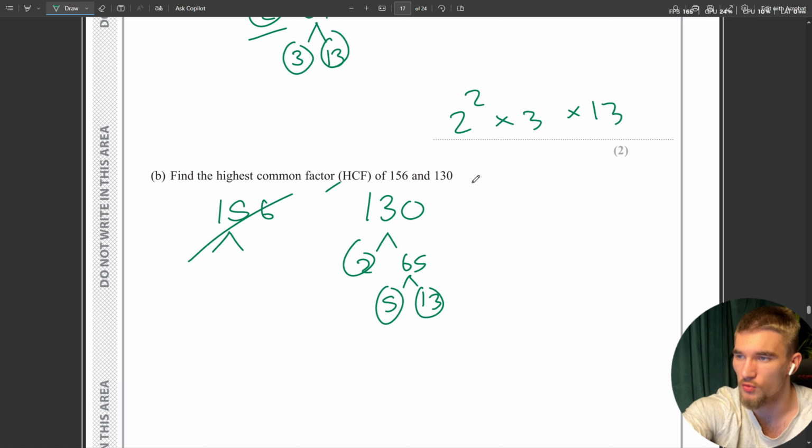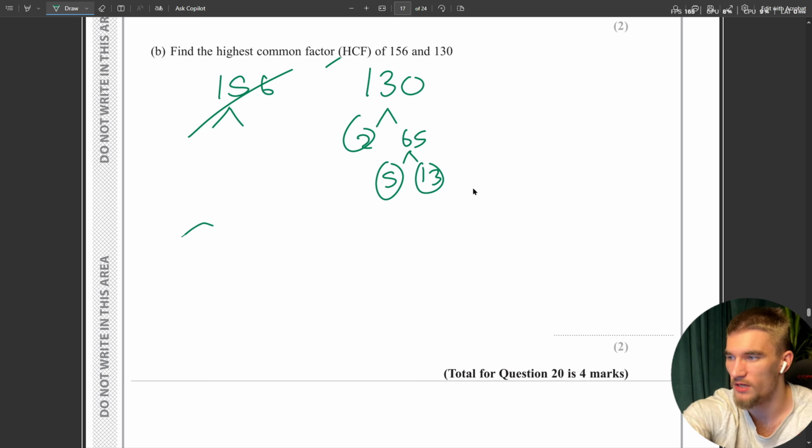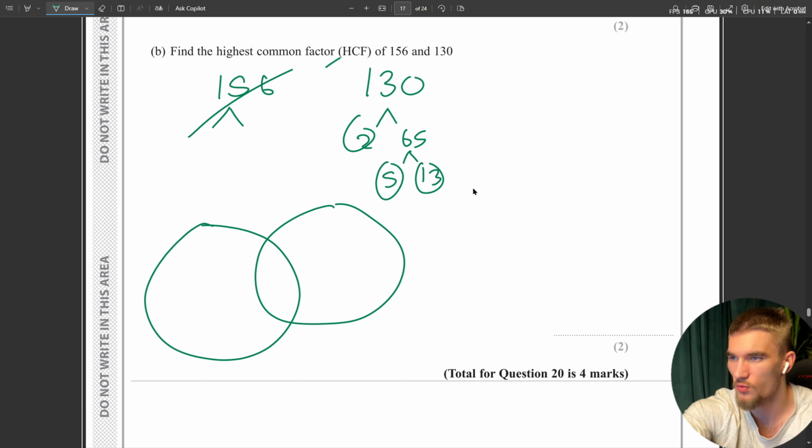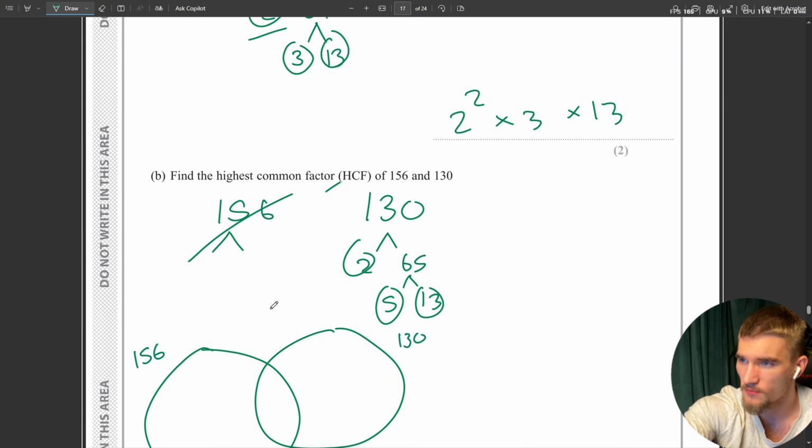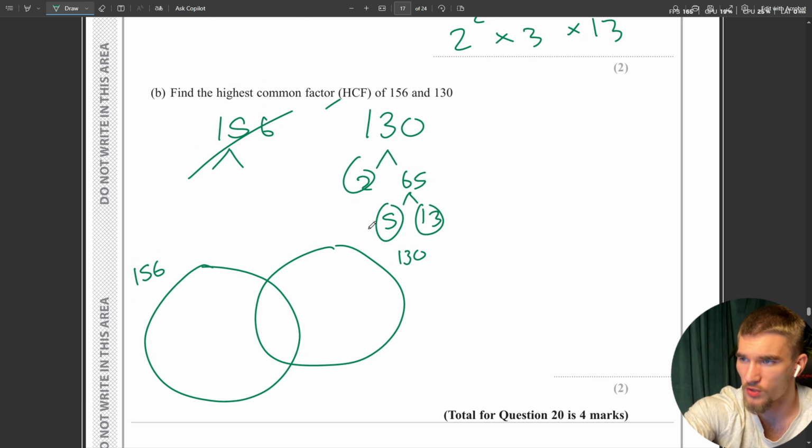So now what we do is we actually draw a Venn diagram. All right, so one of these circles is for 130, the other circle is for 156. So this one is going to be for these ones, and then we put the common ones in the middle. So both of them had a 2, so I'm going to put a 2 here. And then the 156 had another 2. And then the 130 had a 5, but it's not in common because the other one didn't have a 5. This one had a 3, but it's not in common. And they both had a 13, right?